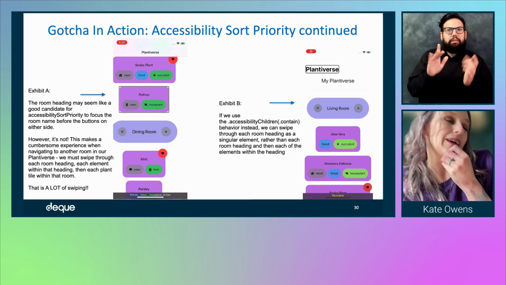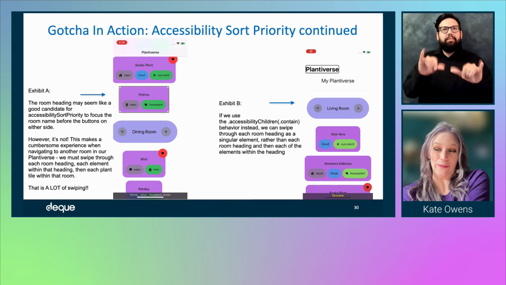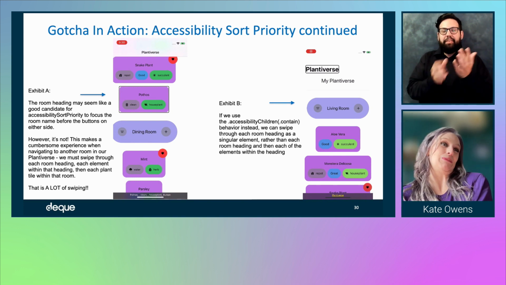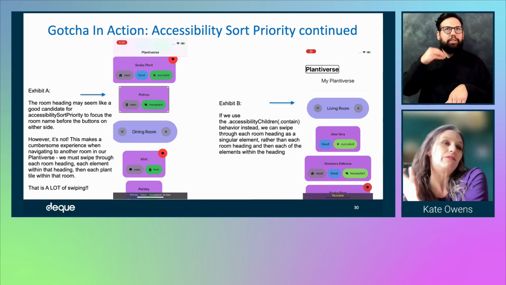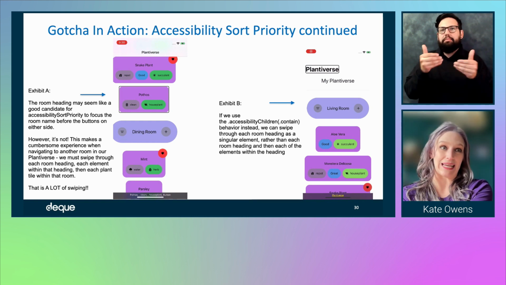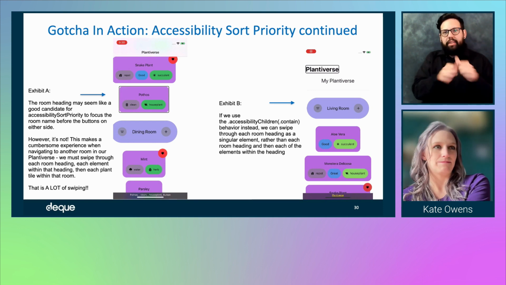So that is a case where I thought, oh, great, sort priority. No, no. I learned pretty quickly that it's a much better experience in this case to use accessibility children contain. So let's hear what that's like.